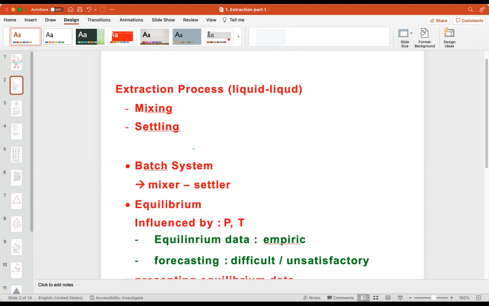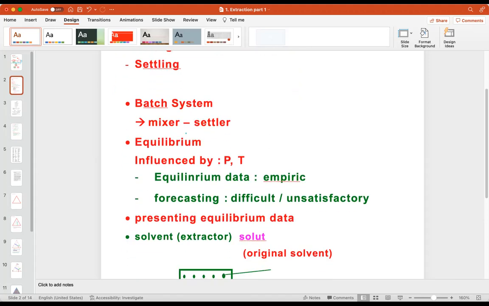Okay, and after the mixing is finished, you stop the process, and there is a settling. In the settling, liquid 1 and liquid 2 will be separated, usually based on different density or different polarity. Usually it may be used in a batch system, but of course we also have continuous systems for extraction.